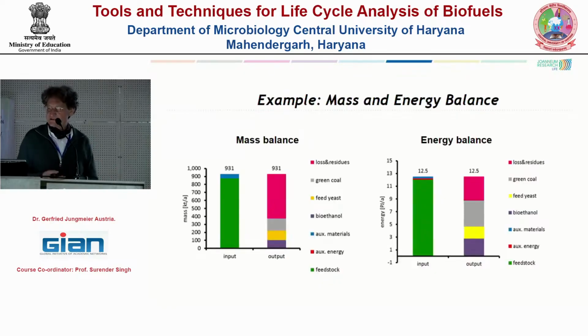And then you make the mass balance and you make the energy balance, and this already gives you an indication where you have to be more detailed in your modeling and data collection, and where you can be maybe a little bit rougher, so to say, because you know that maybe the chemicals or some specific inputs might be not so relevant for the overall system.